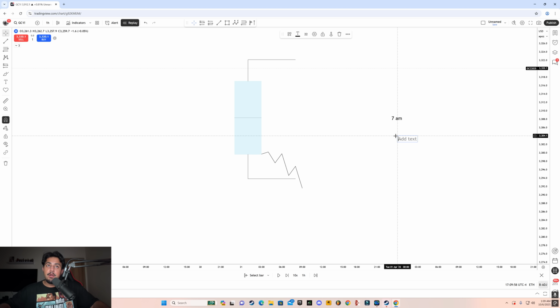You're going to look for CISD, okay, change in the state of delivery, or market structure shift. If you get market structure shift, that is better, but I always stick with change in the state of delivery, because when you look for that, you're not going to miss out on the move. So what exactly is change in the state of delivery? Consecutive bearish or bullish candles that sweep liquidity, and when price closes above the bodies of consecutive bullish or bearish candles that sweep liquidity, then that is change in the state of delivery.